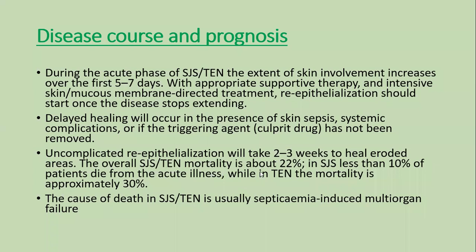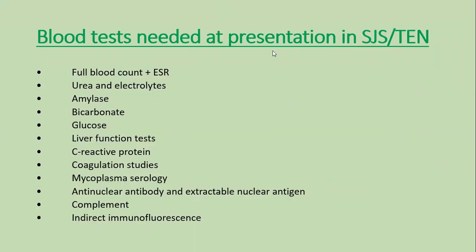Overall, Stevens-Johnson syndrome and TEN mortality is 22%, but in Stevens-Johnson it is less than 10%. The cause of death is septicemia, as I've already mentioned. Once the patient is admitted, the following investigations are to be ordered. Full blood count, ESR, urea and electrolytes, amylase, bicarbonates, glucose, these are all required for SCORTEN analysis. Then LFTs, C-reactive protein, coagulation studies, we need these like C-reactive protein, ESR, coagulation profile to monitor the progress of the disease.